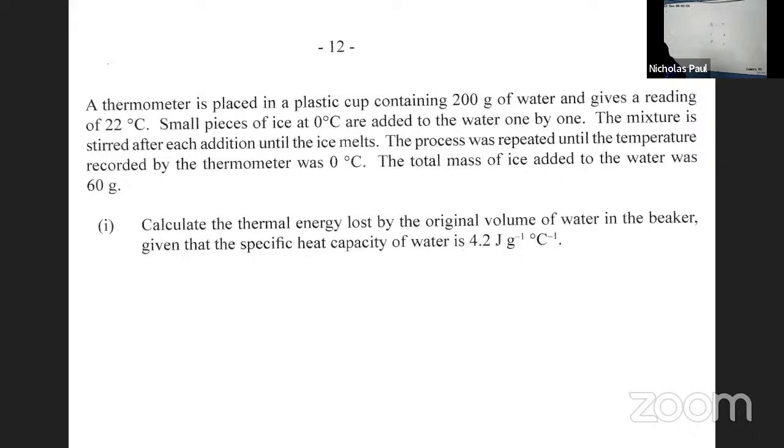So what did they give us? They gave us a thermometer placed in a cup, with a mass of water of 200 grams and an initial temperature of 22 degrees Celsius. Small pieces of ice, with an initial temperature of zero, are added to the water one by one. The mixture is stirred until the ice melts. The process was repeated until the thermometer read zero, so the final temperature is 0 degrees Celsius.